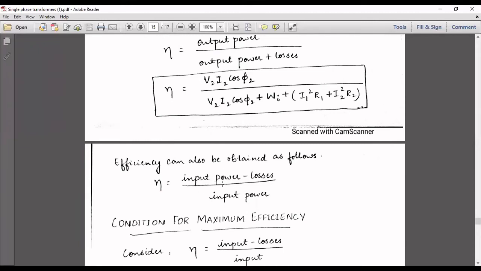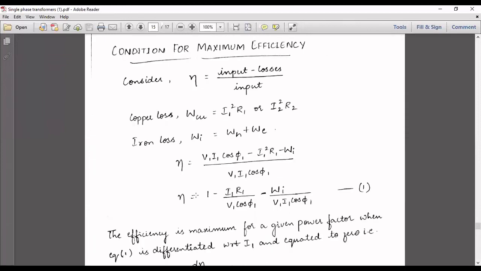So, using either the efficiency equation in terms of output power or the efficiency equation in terms of input power, efficiency can be obtained. When will the transformer's efficiency be maximum? What is the maximum value which can be obtained? If you want a maximum value, at what condition can it be obtained? To find this out, there is a derivation.